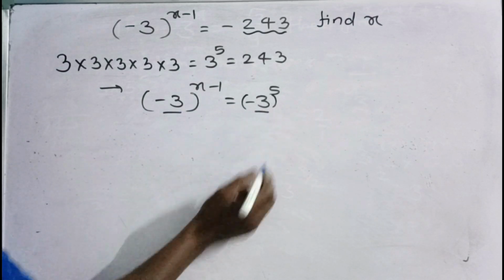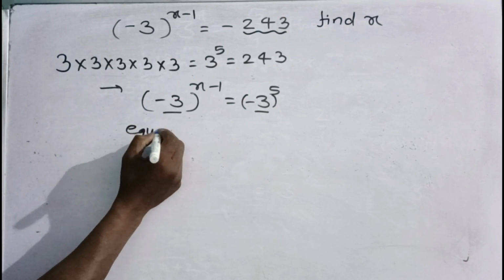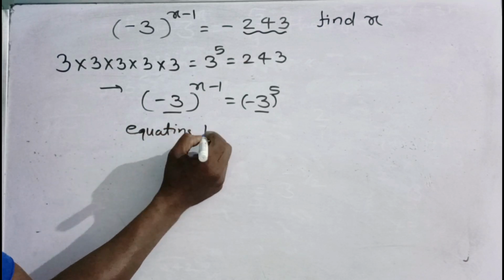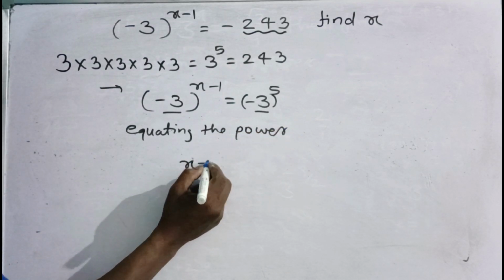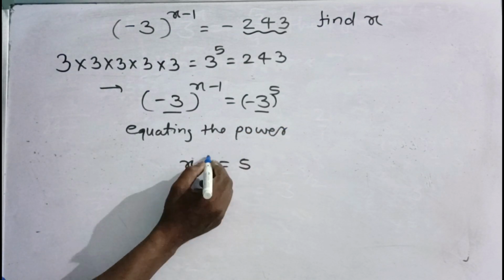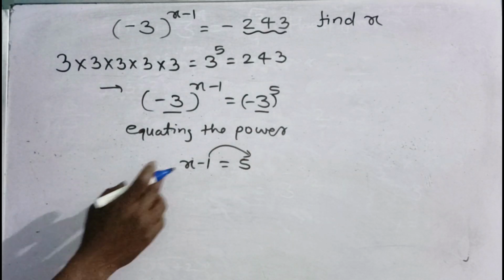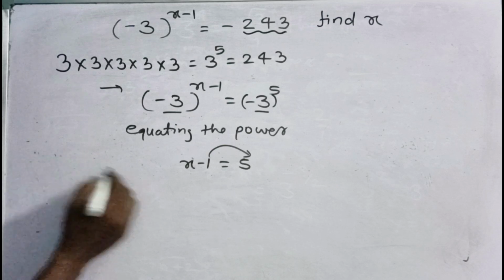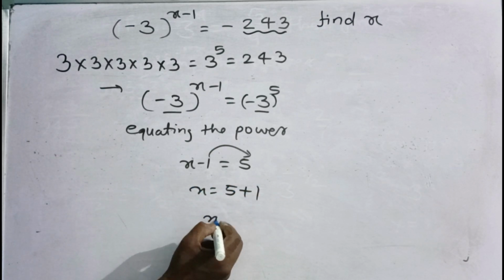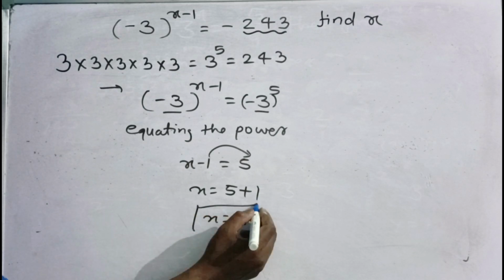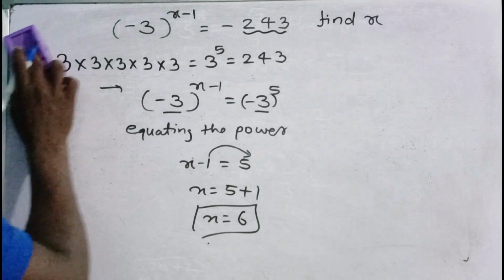Again, base is the same. Equating the power. What will happen? x minus 1 is equal to 5. The 1 goes from the left hand side to the right hand side, so its sign will change. x is equal to 5 plus 1. x is equal to 6. This is the answer. Now, next problem.